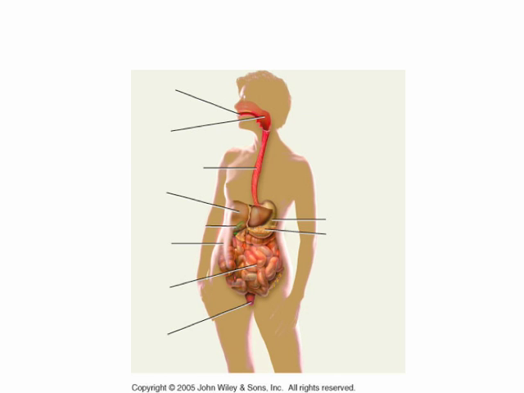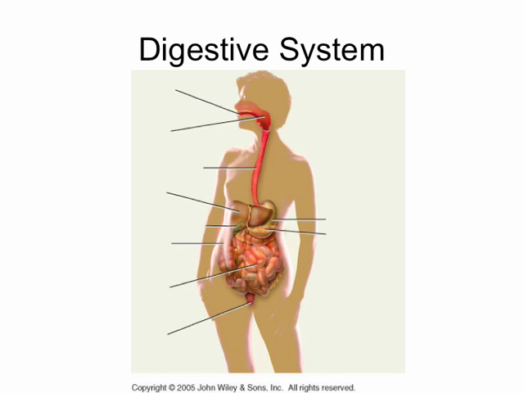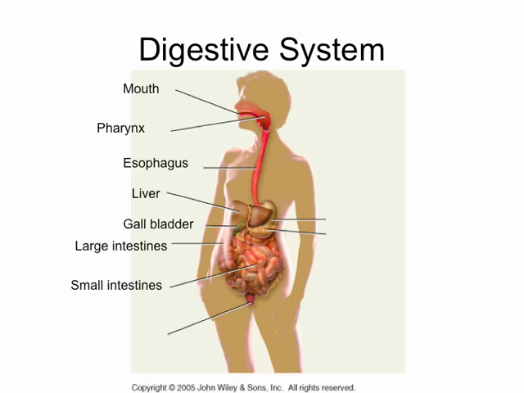This system is the digestive system. Organs involved in the digestive system include the mouth, the pharynx or the throat again, the esophagus, the liver, gallbladder, large intestines or colon, small intestines, the rectum, the stomach, and the pancreas. As we go through, you probably have noticed that some organs fall into more than one system, such as the pancreas in this case, or the pharynx.